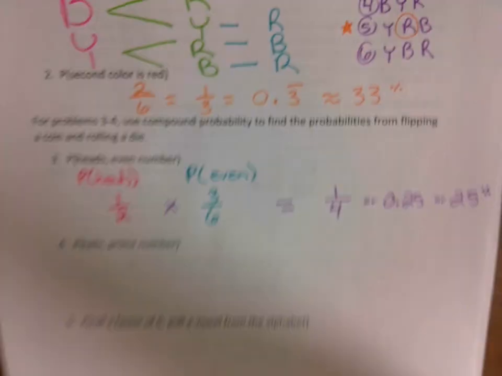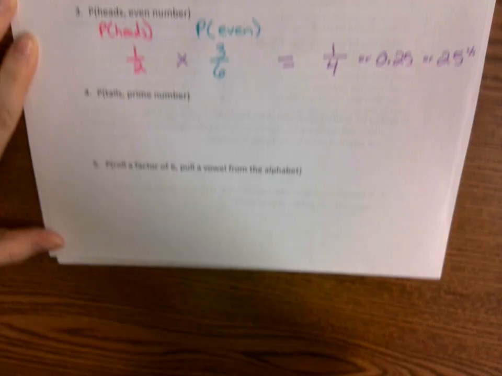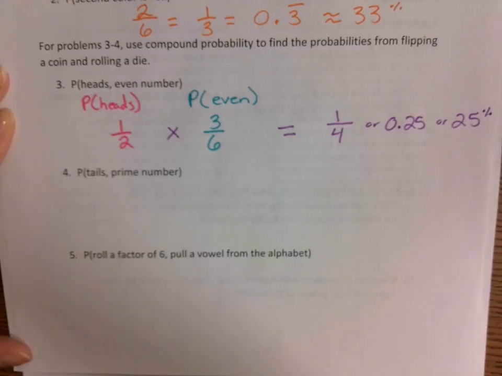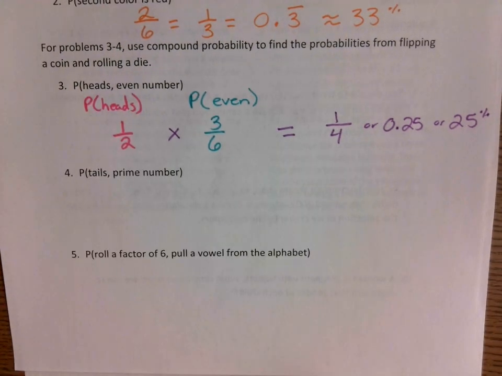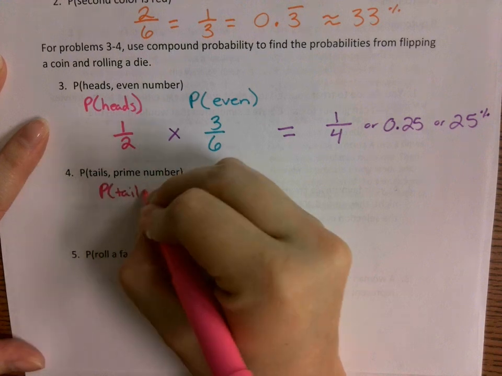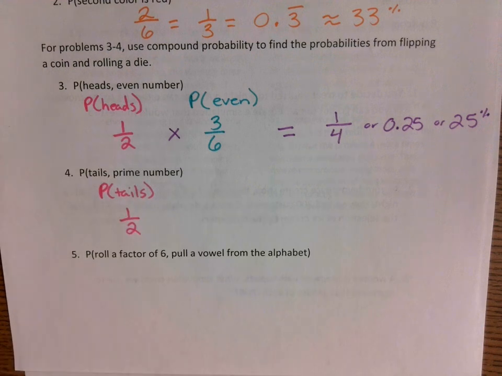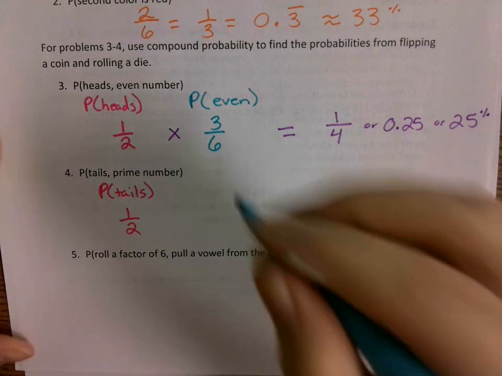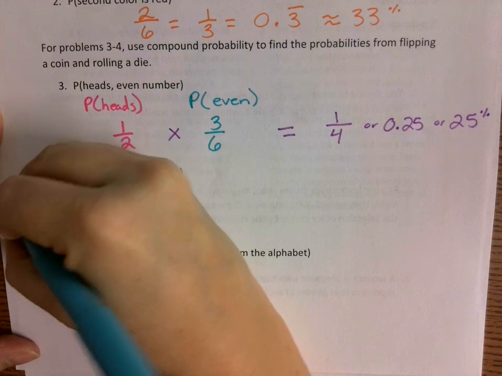All right, for problem number 4, we want the probability that the coin is going to land on tails and then a prime number for the die. So again, probability of tails is what? 1/2. Prime number. How many prime numbers are there on the die? 3. There are 3 prime numbers. Guys, write this off to the side. The smallest prime number out there is a 2, not a 1.